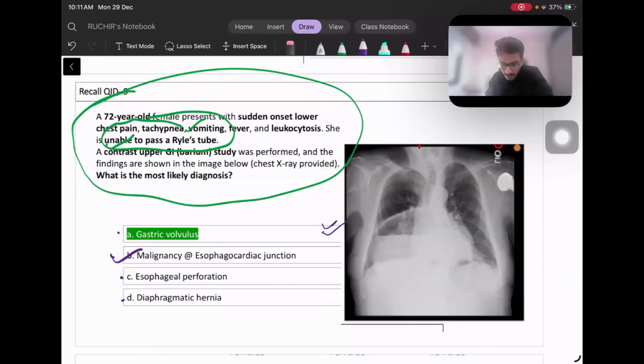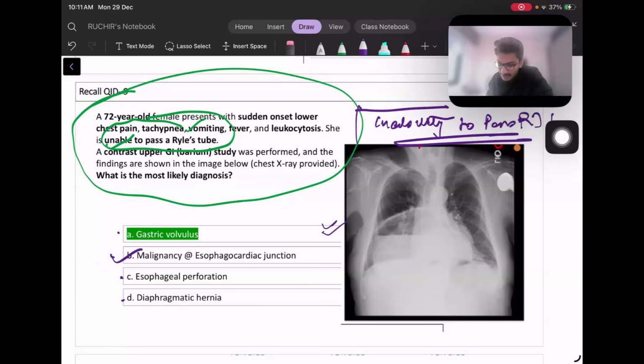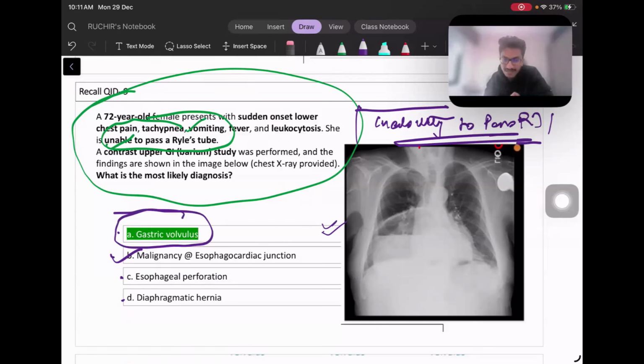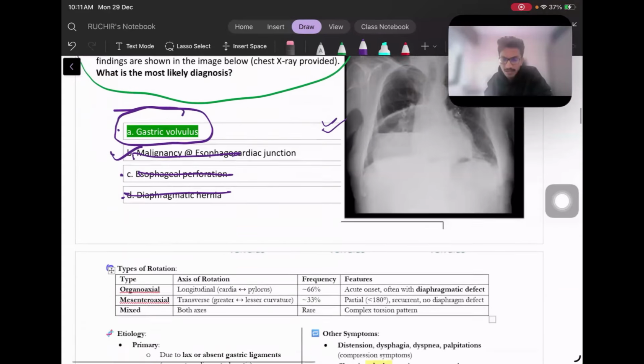And another important thing which is pointing towards gastric volvulus is inability to pass Ryle's tube. This is another thing which they have specifically mentioned, which is pointing towards a diagnosis of gastric volvulus here. So this is why I would be suspecting it, and my key here, I would be giving the answer as gastric volvulus, not malignancy, not esophageal perforation, and not diaphragmatic hernia.